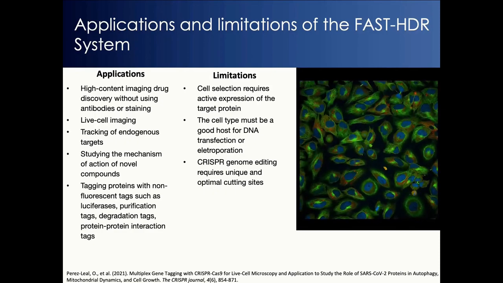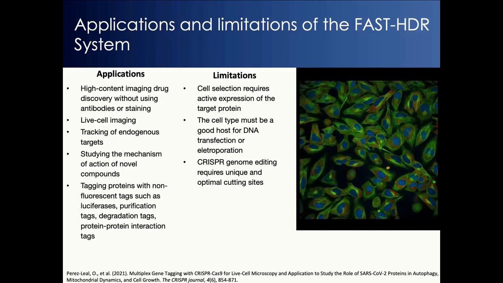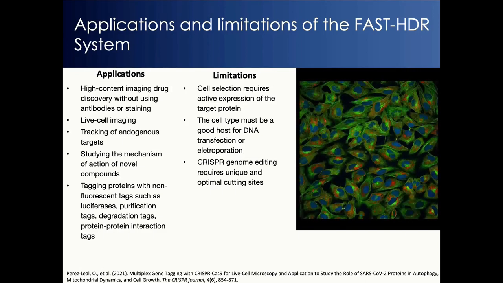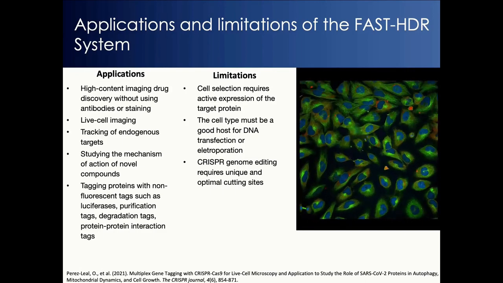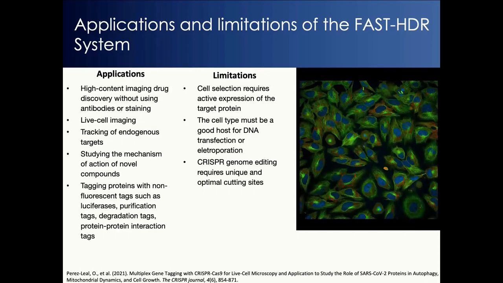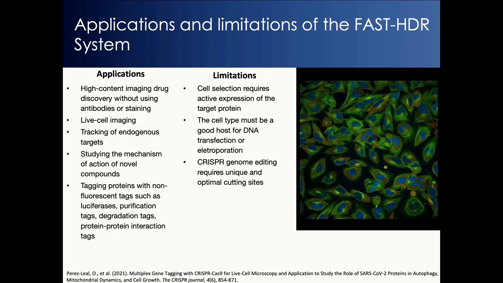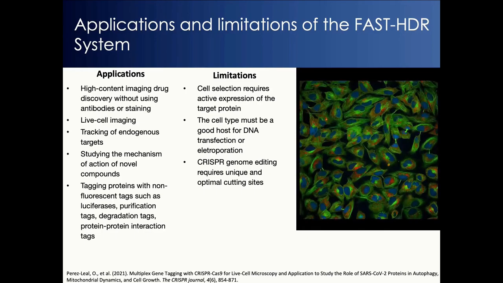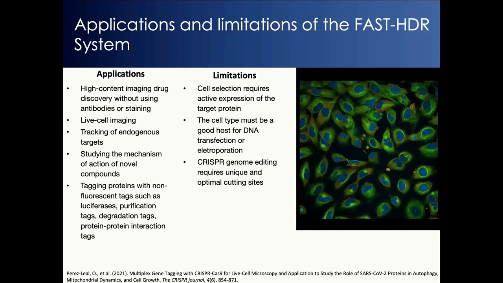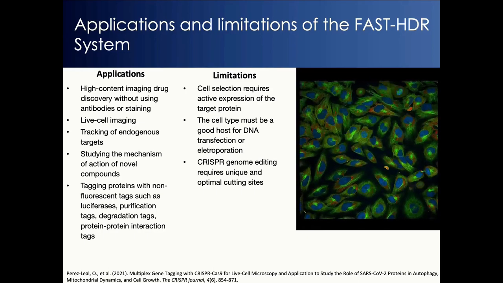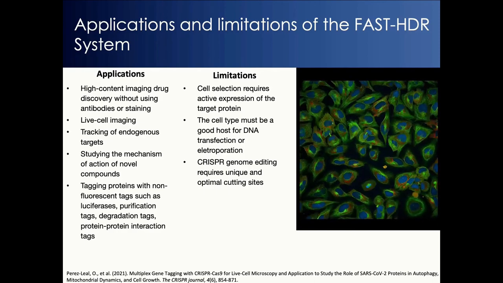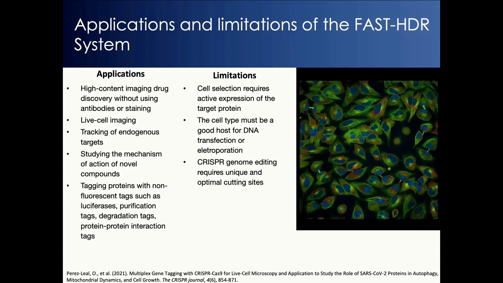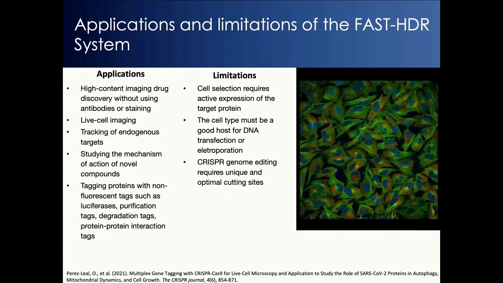the modified cells. The cell type that you are going to use must be a good host for receiving DNA via transfection or electroporation. And also, there is a general limitation that applies to any type of CRISPR approach, which is that your gene target must have good CRISPR recognition sites that are unique. So you reduce the chance of allowing CRISPR to cut in other regions of the DNA that you don't want to modify.